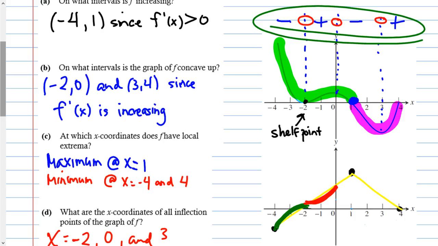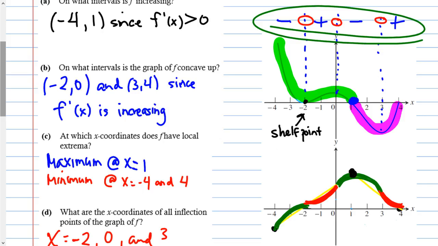Alright, what's next? From 0 all the way to 3, we're an unhappy face again. So from 0 all the way to 3, we are an unhappy face. So there's my maximum still, right here. I'm off by a little, forgive me. And then from 3 to 4, we're concave up, so that's a happy face. So we're like this.